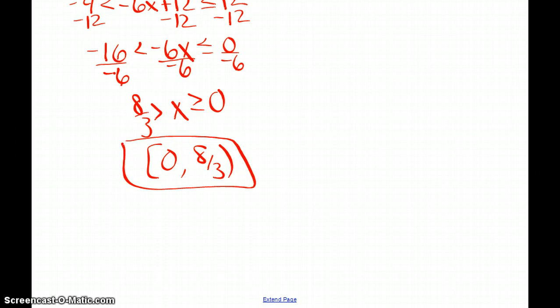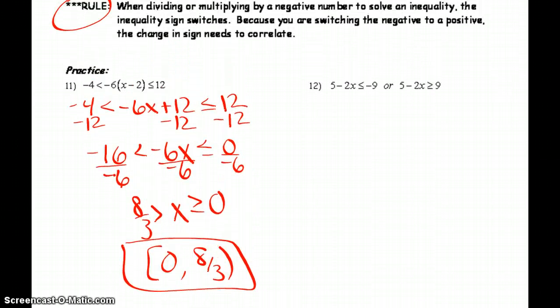Okay? Again, check your practice problems in the back of the book. Okay? For number 12, we're going to subtract the 5. You get -2x is less than or equal to -14. Divide by the -2, which flips your sign, so x becomes greater than or equal to +7.